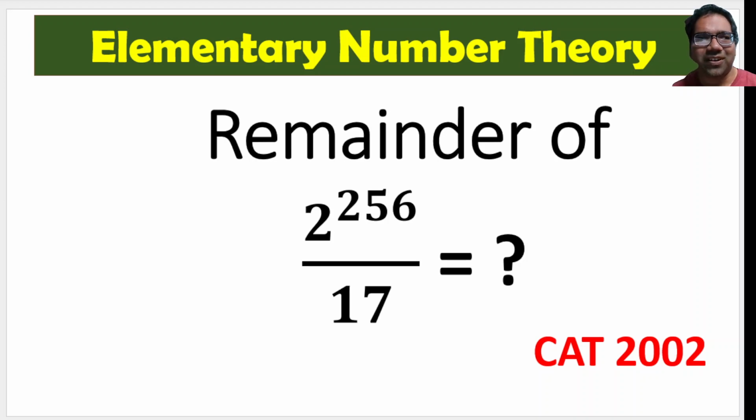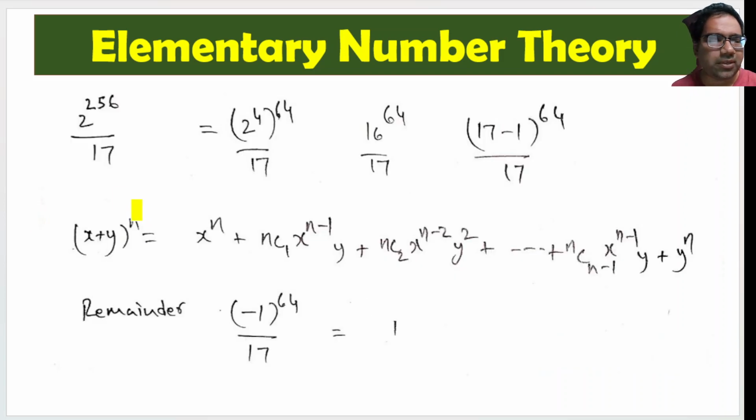Hi friends, we have to find the remainder of 2 power 256 by 17. These kind of remainder problems are very easy once we know the trick. The trick is our very familiar binomial expansion. Now, to understand that, what is our binomial expansion?